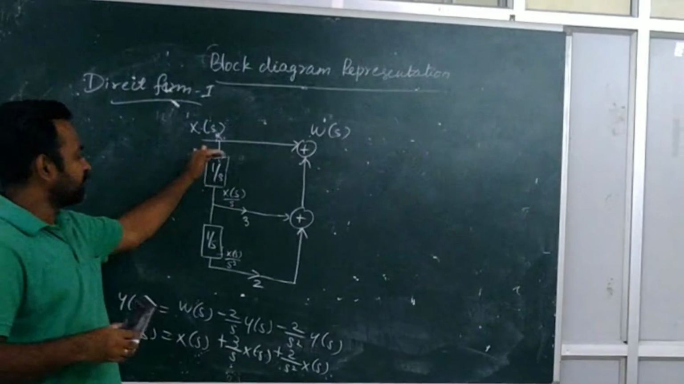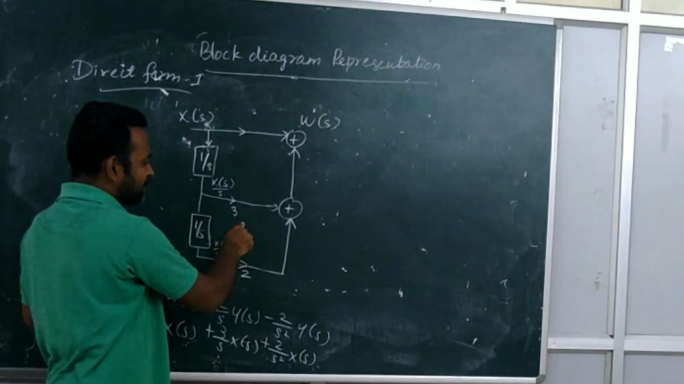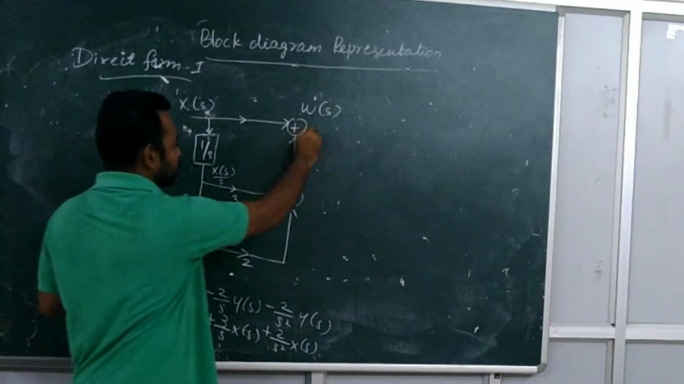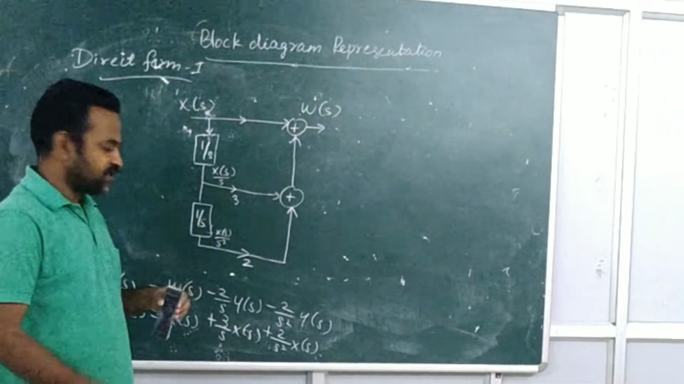Now, if you look at this, here your value is X(s), here 3/s times X(s), and here 2/s² times X(s). So everything is joining together and we are producing W(s).